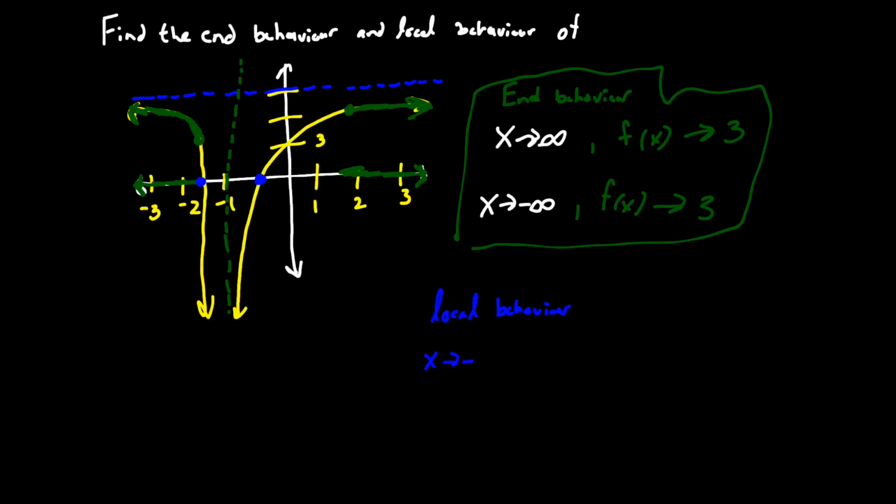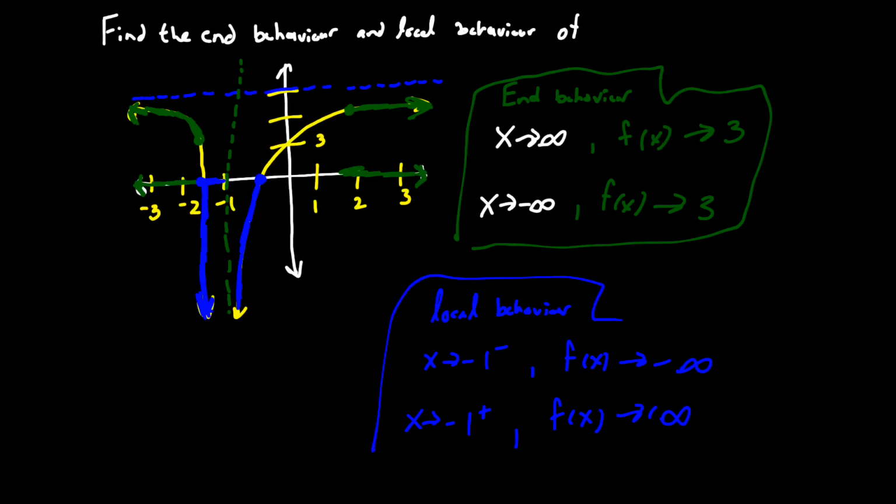Now, as x approaches -1 from the left-hand side, we're looking at all these values over here. And this means that our y values correspond to these points on our graph, and it seems that our y values are approaching negative infinity. Now we'll go ahead and look at our x values approaching -1 from the right-hand side. This corresponds to the following points on our graph, and the y values of these points are also approaching negative infinity. And so we're done looking at the local behavior.